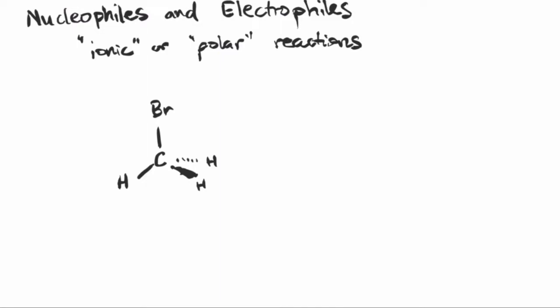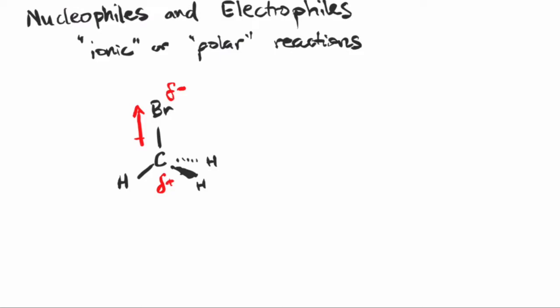So for example, we have here this molecule bromomethane. Taking a look at this molecule, where do you think the electron density will be concentrated? Thinking back about electronegativity, we notice that bromine, a halogen, is very electronegative. So it would pull electrons toward itself and away from the carbon center. So that carbon is partially positive, and that bromine is partially negative.